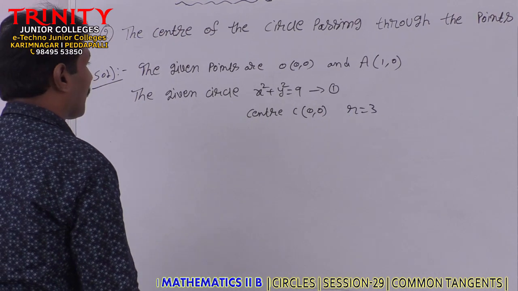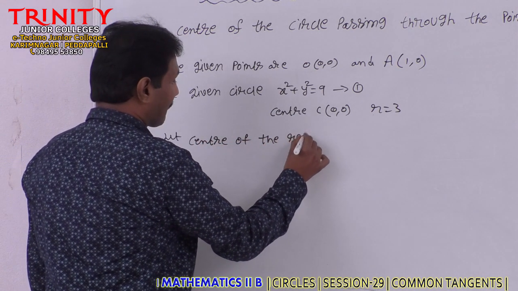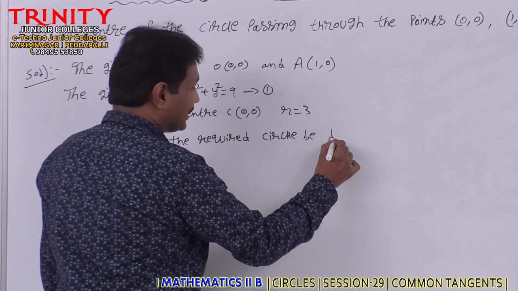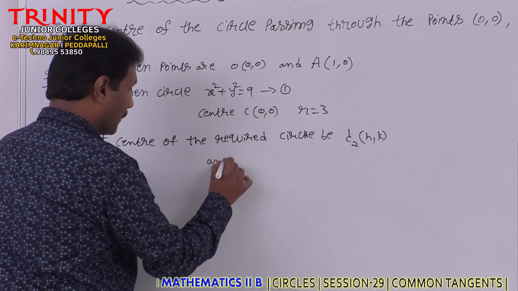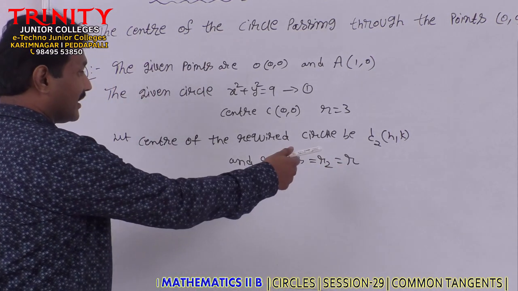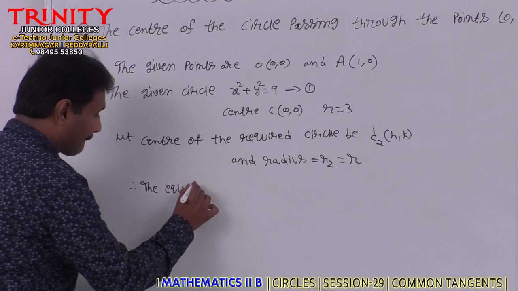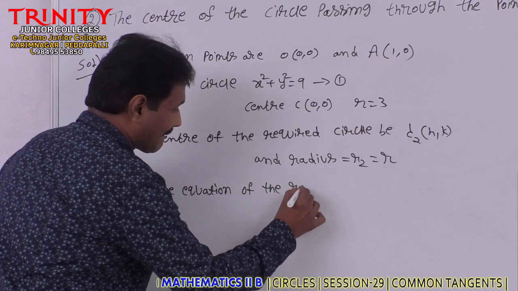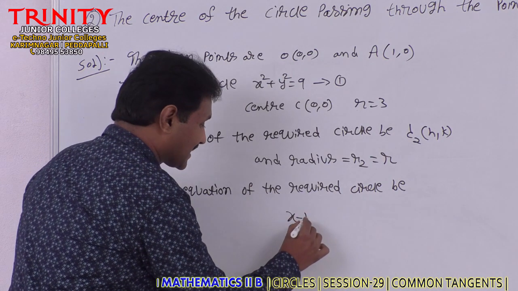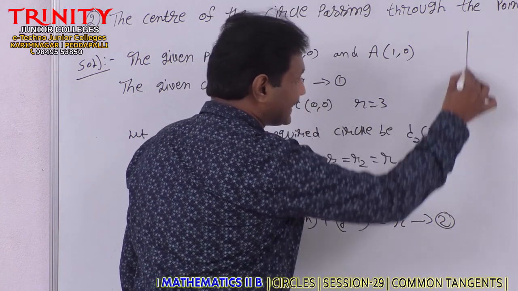Let the center of the required circle be C2 h comma k and radius R2 equal to R. Therefore, the equation of the required circle be x minus h whole square plus y minus k whole square equal to R square. This is equation 2.